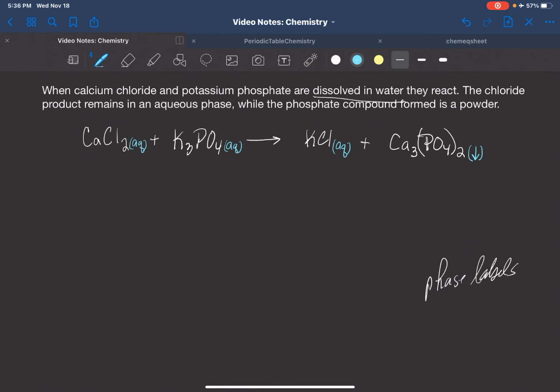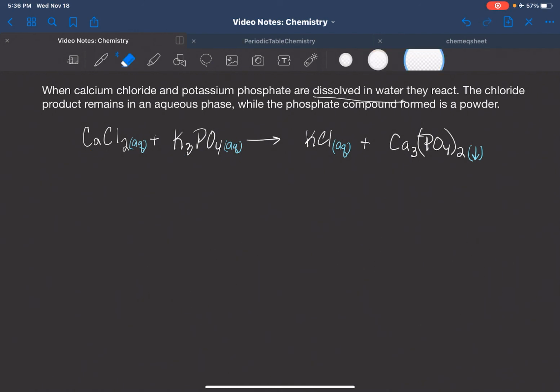But right now what we're looking at is this double replacement reaction, right? This is a double replacement reaction. And in this double replacement reaction, we saw that the two cations exchanged which anions they were with. Okay?